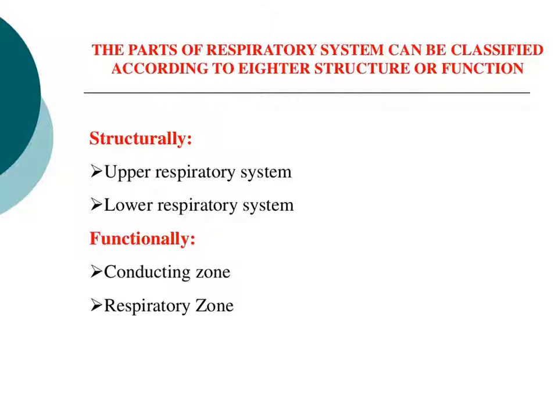The parts of the respiratory system can be classified according to either structure or function. Structurally, the respiratory system is divided into two parts: first is the upper respiratory system and second is the lower respiratory system. Functionally, it is divided into the conducting zone and the respiratory zone.